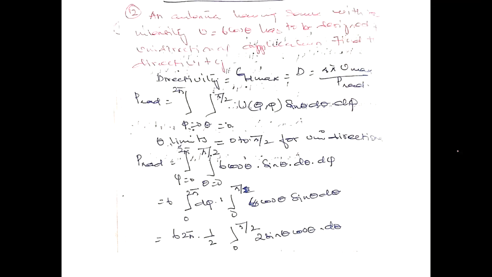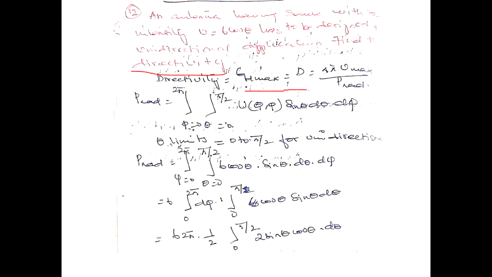So similar problem, we are going to continue with the performance characteristics of an antenna. The given problem is an antenna having a source with radiation intensity U equal to 6 cos theta, which has to be designed for unidirectional application. You are asked to find the directivity. So similar to the previous problem.